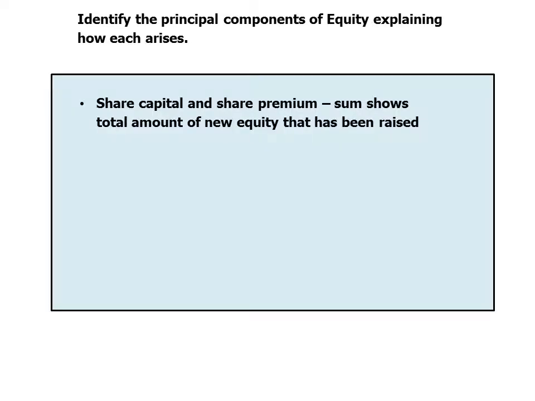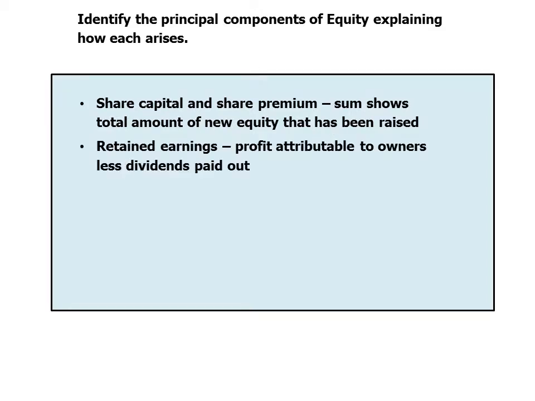Identify the principal components of equity, explaining how each arises. The first one is share capital and share premium. The sum in these two accounts shows the total value of new equity that has been raised from investors. Retained earnings: total profit attributable to owners, less dividends paid out.